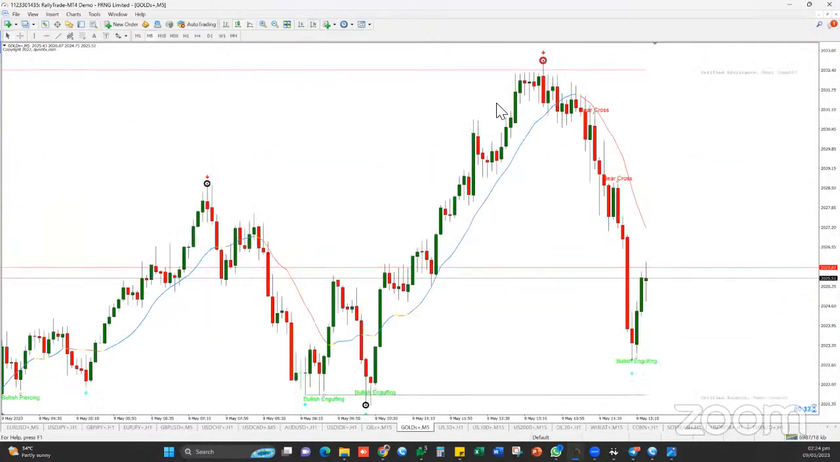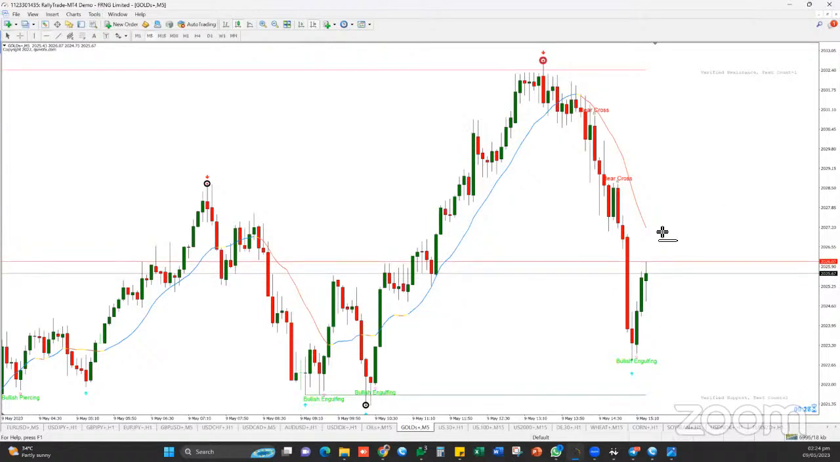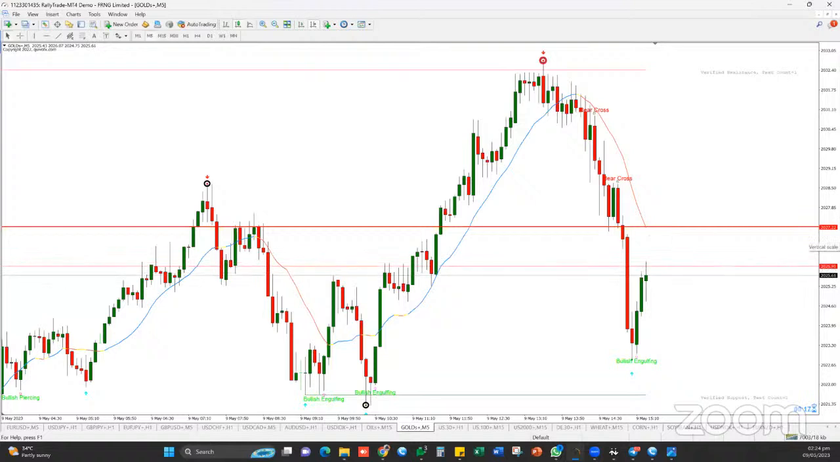Looking at this particular chart, we just have about 6 minutes to round this up. So everything we're doing should have ended in 6 minutes time. I'm going to be going in for a buy, and my take profit is going to be at the tip of my moving average, that is at 2027.22. I'm going to be entering at the market price, and I'll be dropping at 2027.22 on gold. Do you understand?